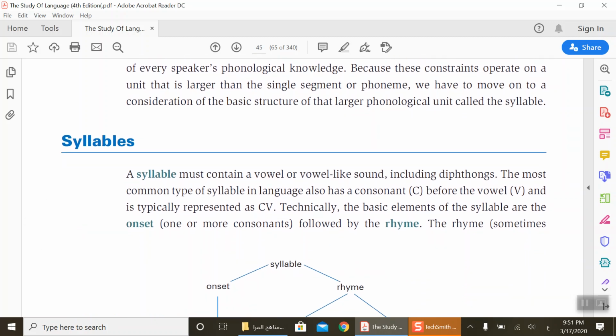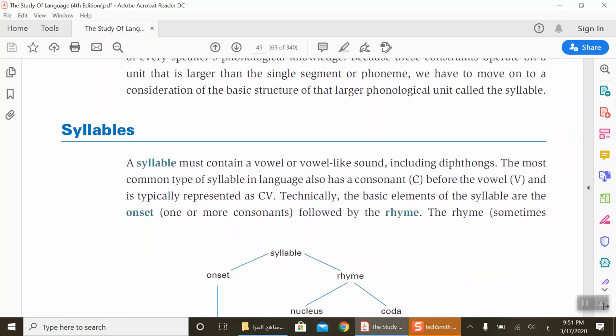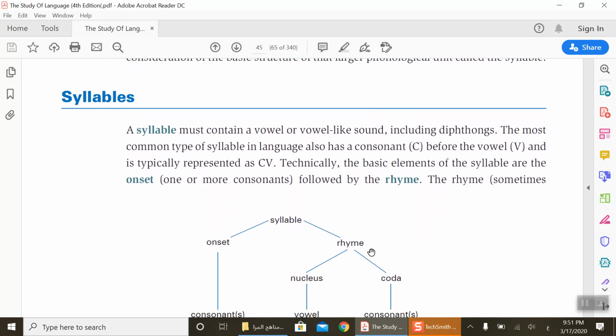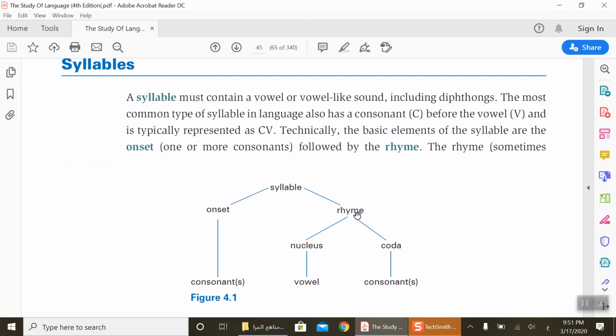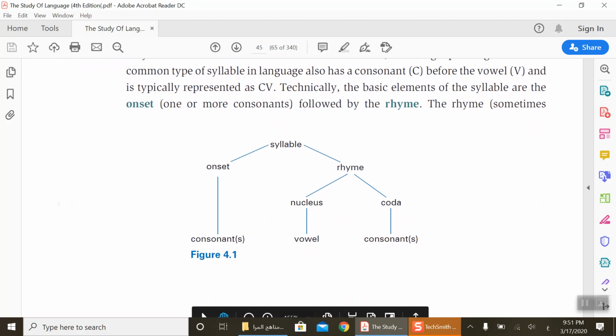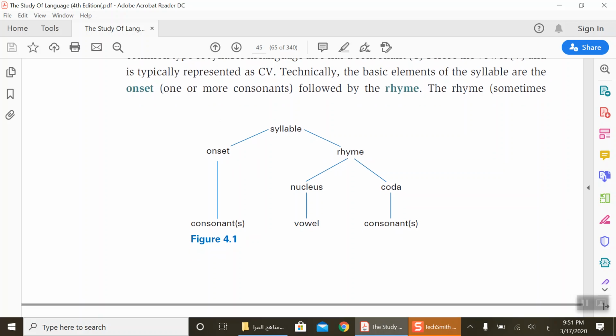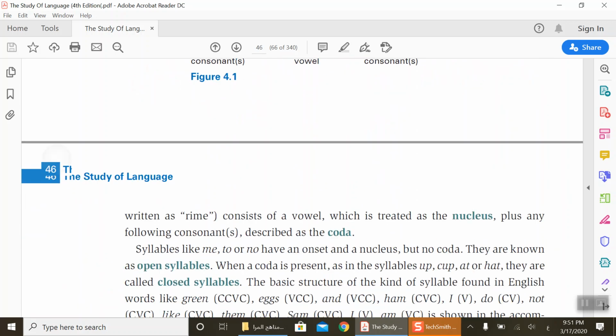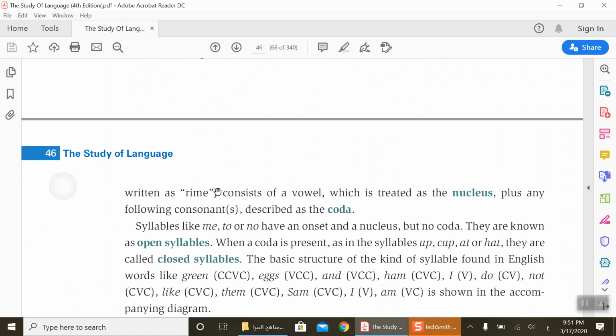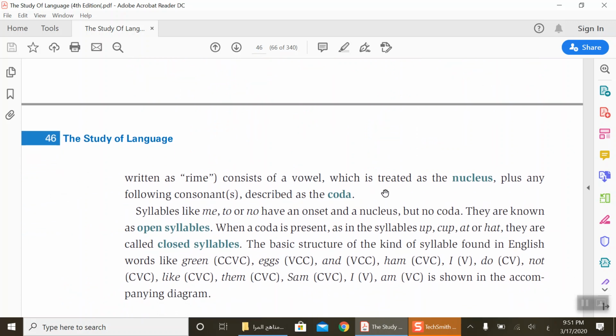We come to syllables, and you are familiar with syllables. We talk about syllables with onset, rhyme, nucleus, coda, vowels, and consonants. I think you are familiar with it, you can read it. What is onset? One or more consonants followed by the rhyme. The rhyme consists of a vowel, which is treated as the nucleus, plus the coda.